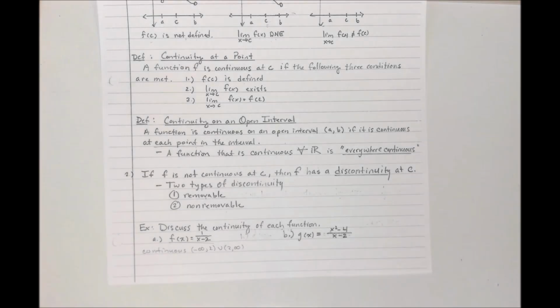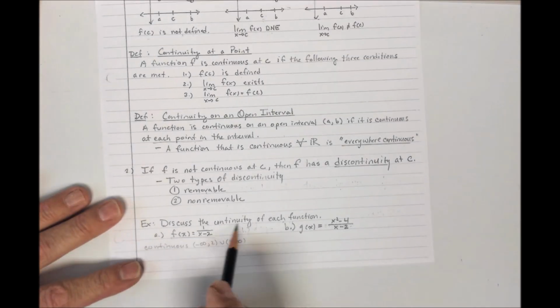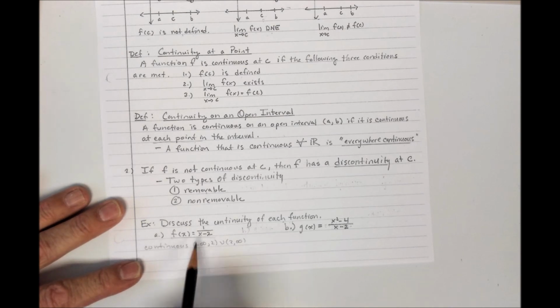All right, so now we'd say, discussing the continuity, it's continuous for all values of x except at 2. Now you say, what happens at 2? Well, it's discontinuous at x equals 2. And what type? Because of the vertical asymptote, it is non-removable. If it has a hole in the graph, then it's removable.